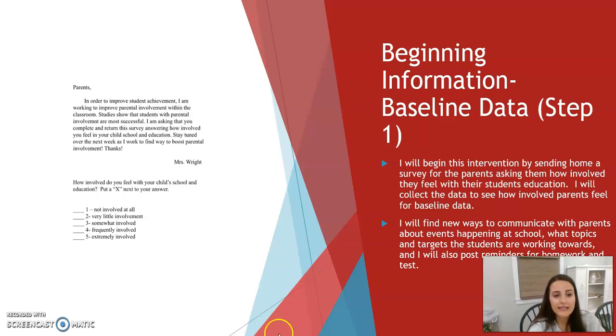Thanks, Ms. Wright." And so it said put an X to your answer, and it says how involved do you feel with your child's school and education. And so 1 said not involved at all, 2 said very little involvement, 3 said somewhat involved, 4 said frequently involved, and 5 said extremely involved.